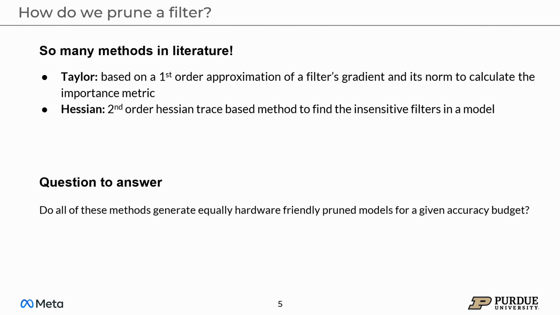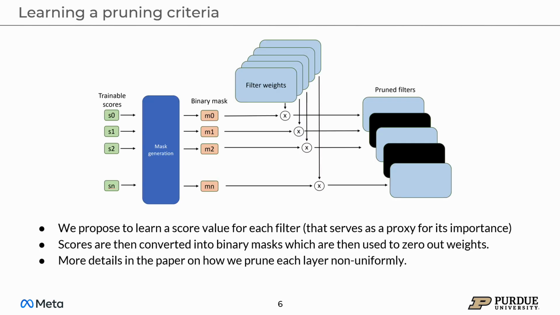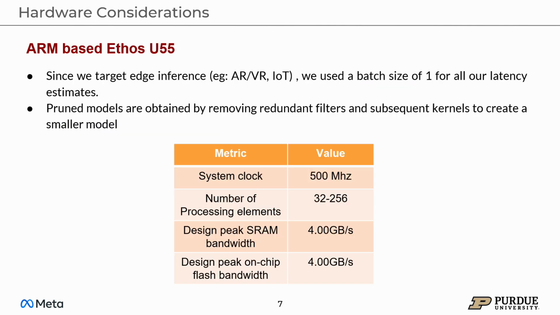The question we want to ask is, do all of these methods create equally hardware-friendly models for a given hardware budget? We also try to learn a pruning method, in the sense that we want to be able to learn the importance of a filter. So we have some trainable scores, which are trained during the model training process. We convert them into a binary mask, which corresponds to whether that filter is pruned or not. Please refer to our paper for more details on how exactly we do this.